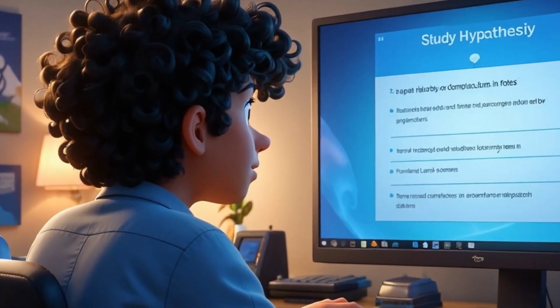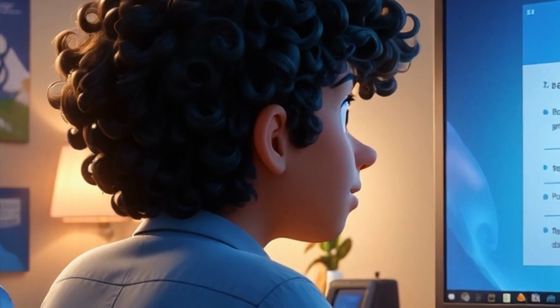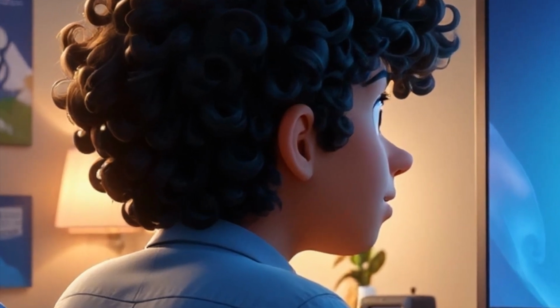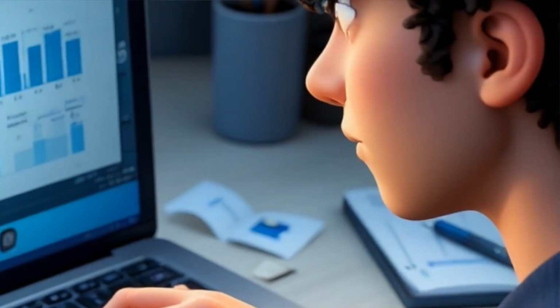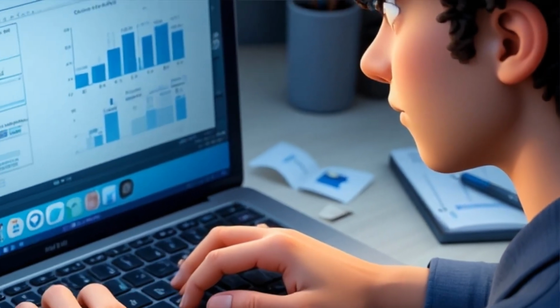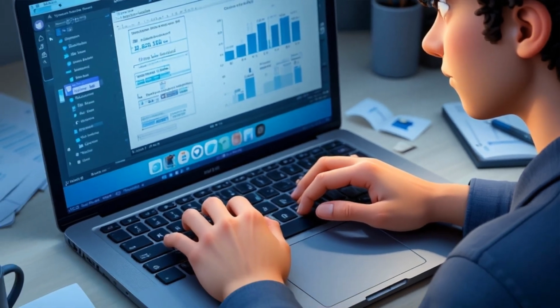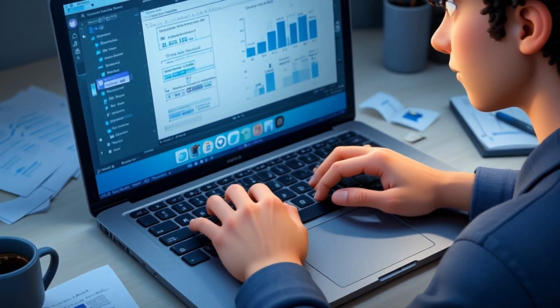First, they clarify the study hypothesis. The primary endpoint is a reduction in complication rates from 25% to 15%. They agree on an alpha of 0.05 for statistical significance and a beta of 0.20, an 80% power to detect a difference if it exists.